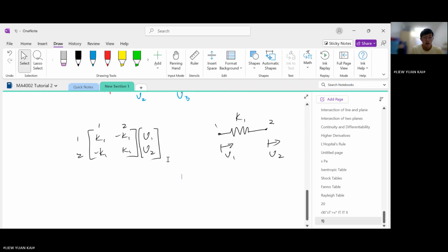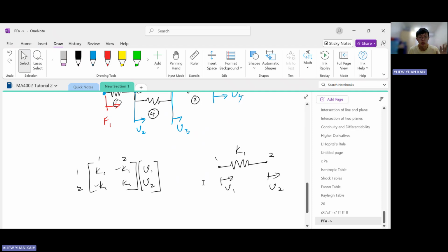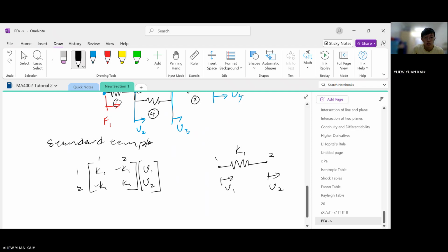So how do we use this element equilibrium equation? Whenever you see a spring, you will look at the spring and then you will apply this quote unquote formula. This is what you can think of as a standard template for springs. That means whenever I see a spring, I can just apply this formula directly. I'll show you for the various springs later, but right now I want you to know how to use this. So what do the 1 and 2 in the column and the row refer to?